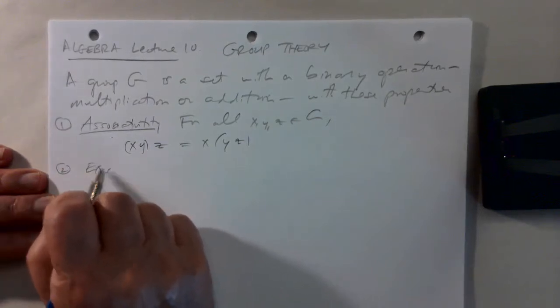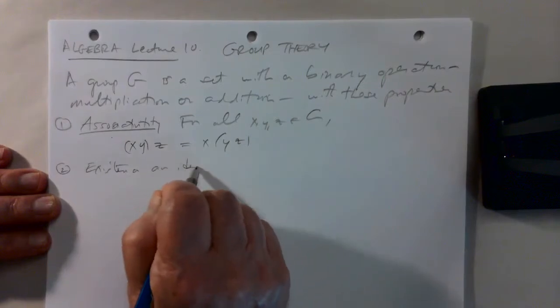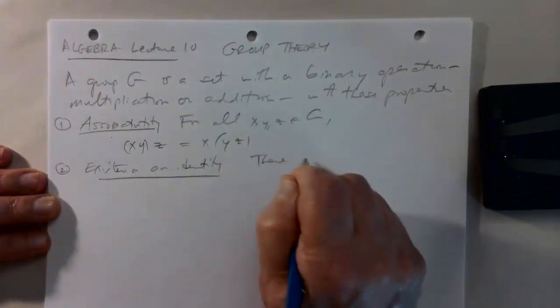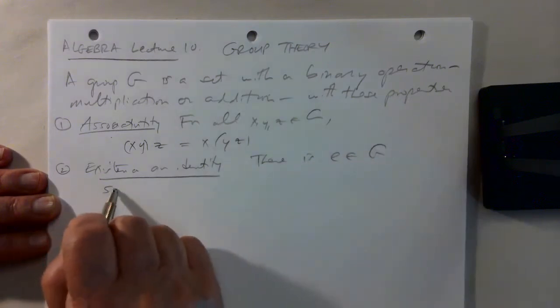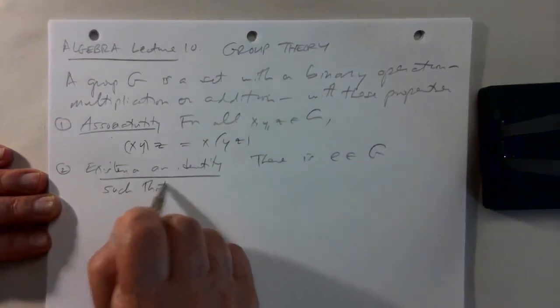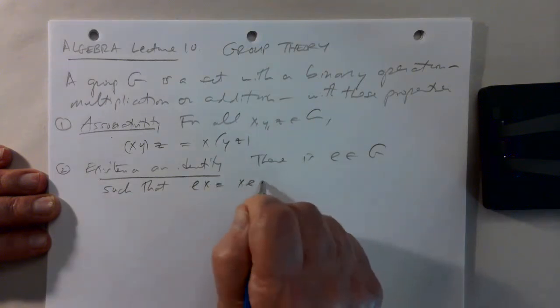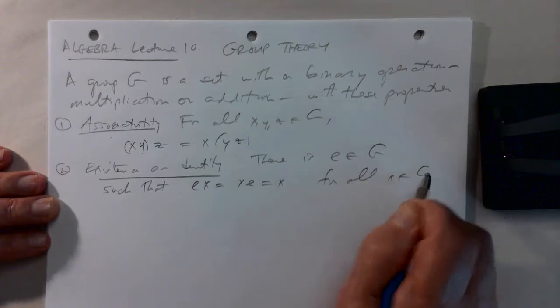Second, there exists an identity element. So there is an element E in the group such that if you multiply E by x on the left or the right, you always get x for every x in the group.